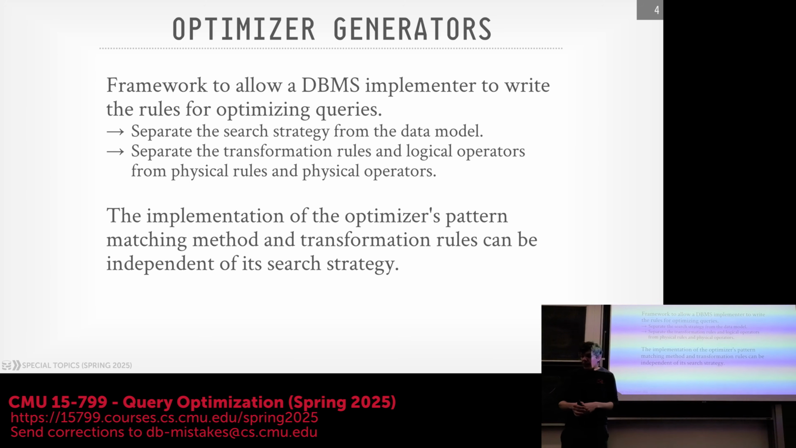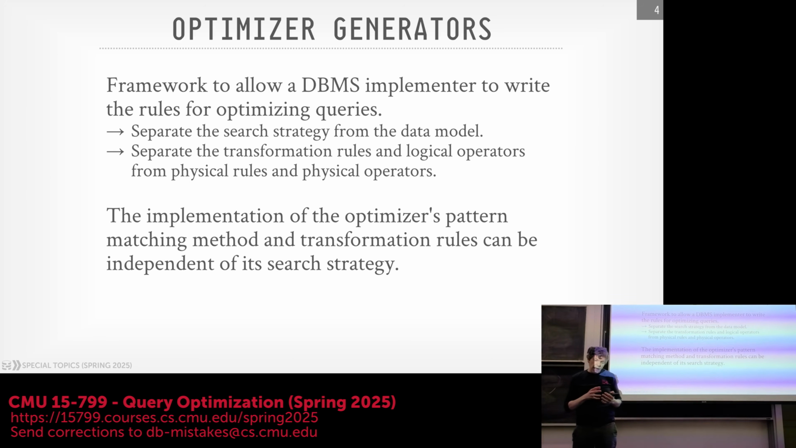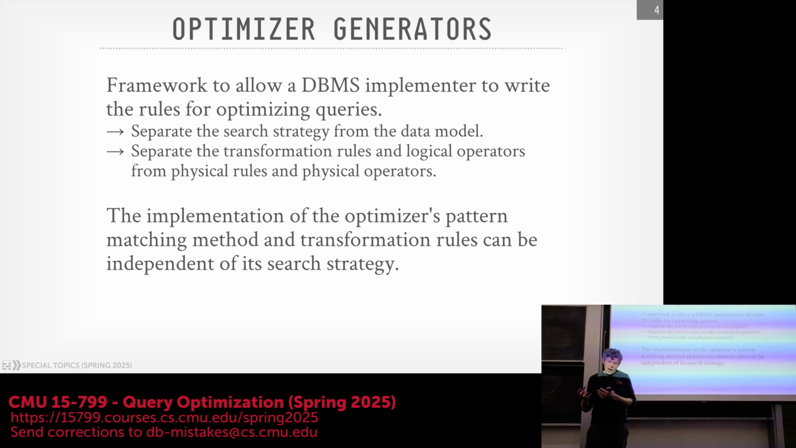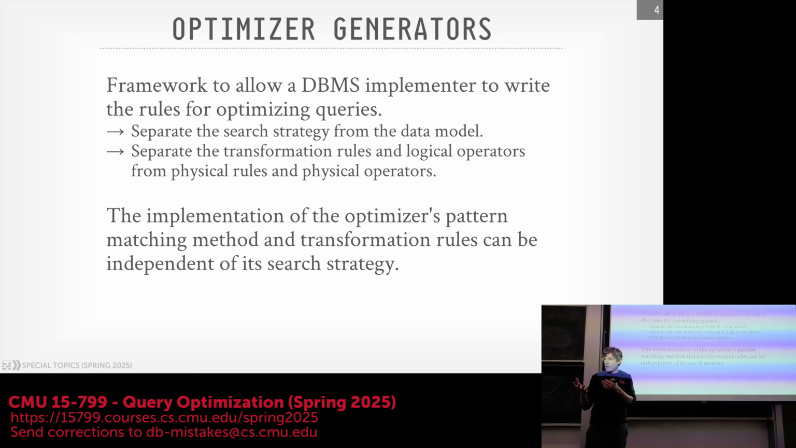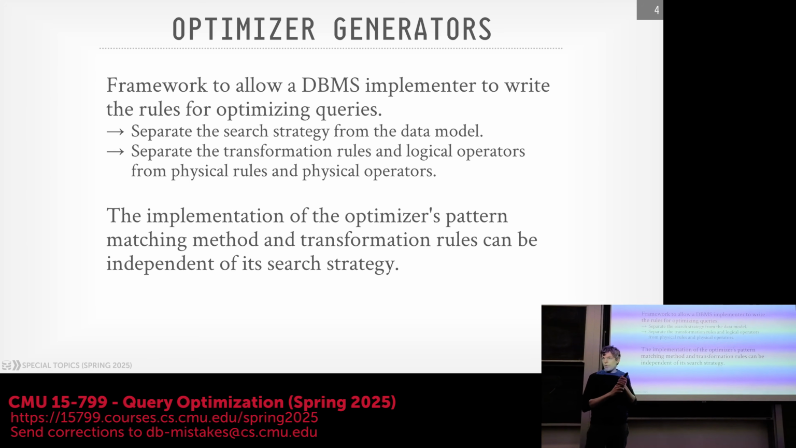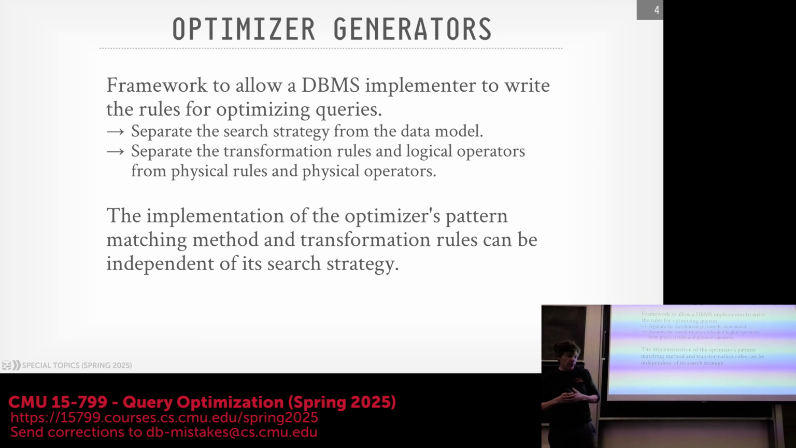And the idea of an optimizer generator is that you abstract away the functionality of the optimizer, provide an API so that someone implementing a new database system could implement the necessary inputs to some optimizer generator, and then that thing will be run on the side as a separate service. It can integrate with your existing system, so you don't have to re-implement the wheel, right?